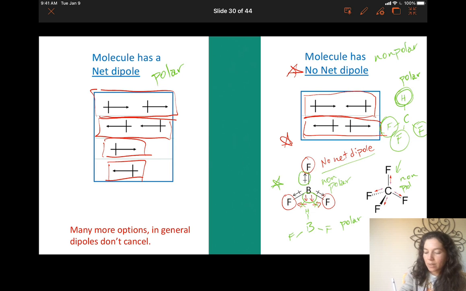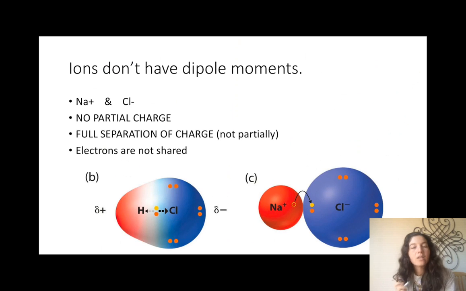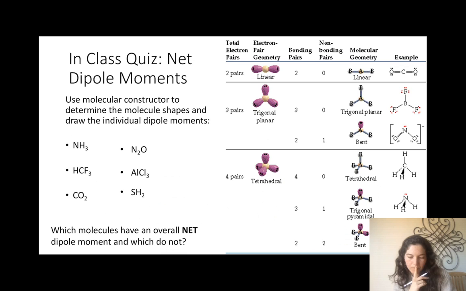Until you change one of the atoms, and then the forces are not equal and they do not cancel out, so now they are polar. Okay. Just to reiterate this point, remember that ions don't have dipole moments, so they can't be polar or nonpolar. They are ionic. That is definitely a distinction to remember.